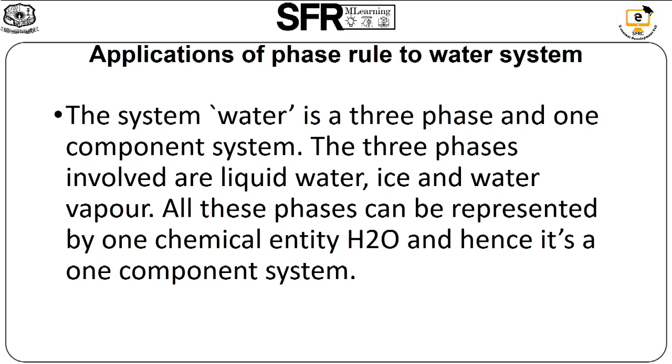Next, we see about the applications of phase rule to the water system. The system water is a three phase and one component system. The three phases involved are liquid water, ice and water vapor. All these phases can be represented by one chemical entity, that is H2O, and hence it's a one component system.